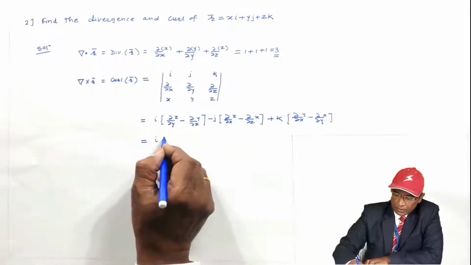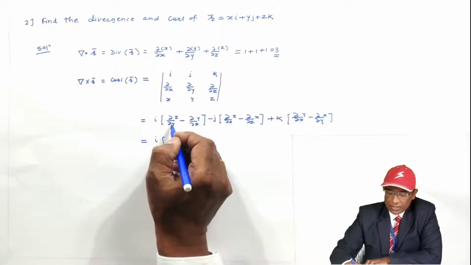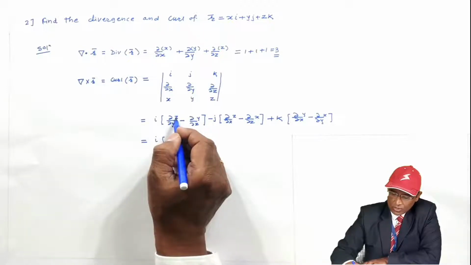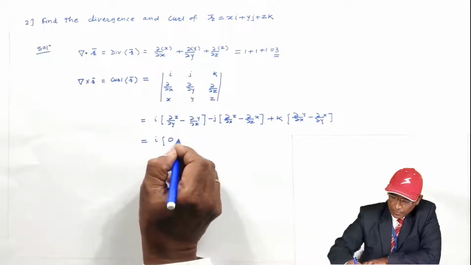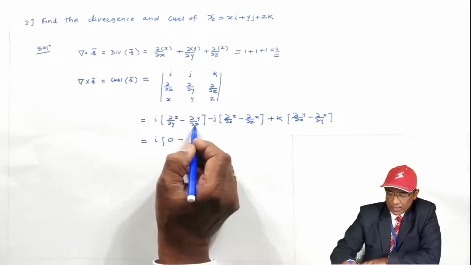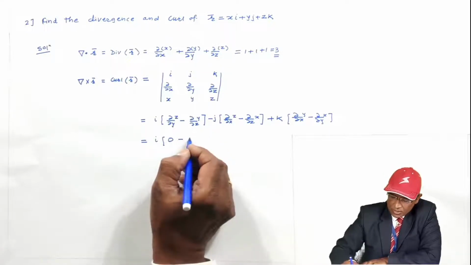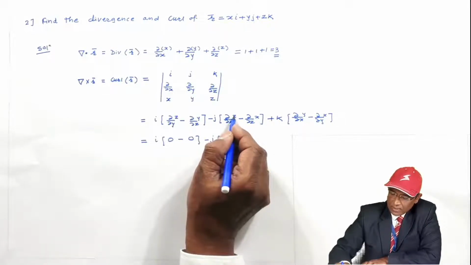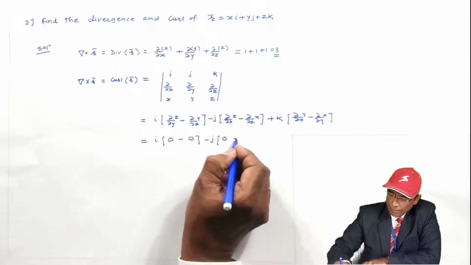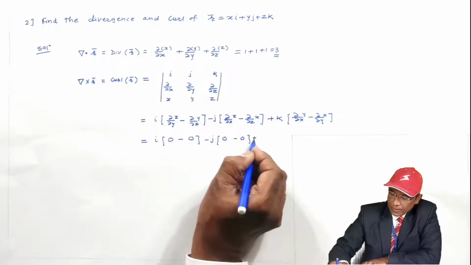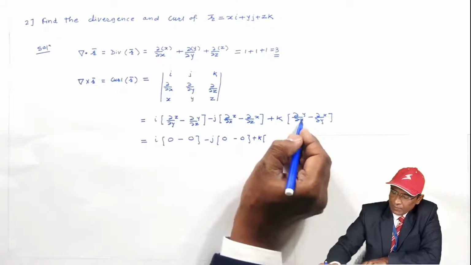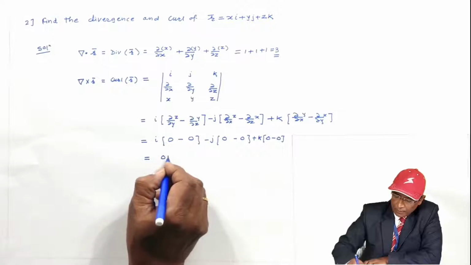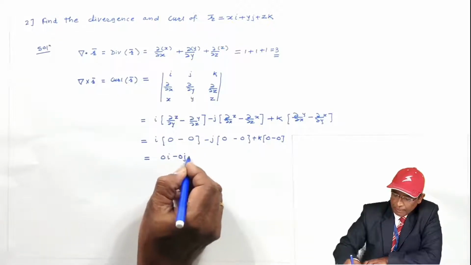Now, del y means the partial derivative with respect to y, keeping x and z constant. z is constant, so the derivative of z with respect to y is 0. The partial derivative with respect to z, keeping x and y constant, the derivative of a constant is 0. The partial derivative with respect to x, keeping y and z constant, the derivative of a constant with respect to x is 0. Here the derivative is 0, and here similarly the derivative with respect to x is 0. Now 0i minus 0j plus 0k.